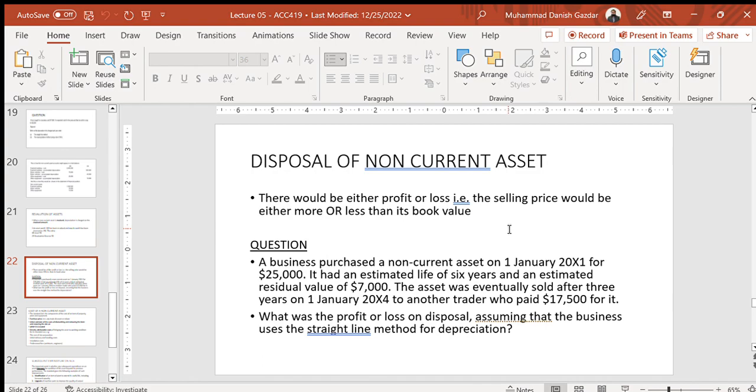And when the asset is disposed of, the method of calculating a profit or loss is to first calculate the carrying value of the asset. So here a business purchased an asset for 25,000. Its life was 6 years and the estimated residual value was 7,000. This asset was eventually sold after 3 years to another trader who paid 17,500. So here you have to calculate the profit or loss on disposal, and I've already given you a hint that you have to first calculate the carrying value and then compare it with the price received. So it would either be a profit or a loss.